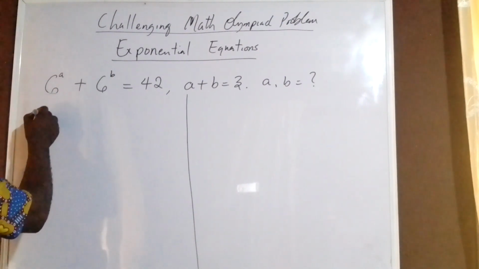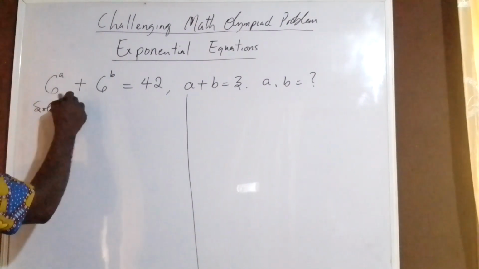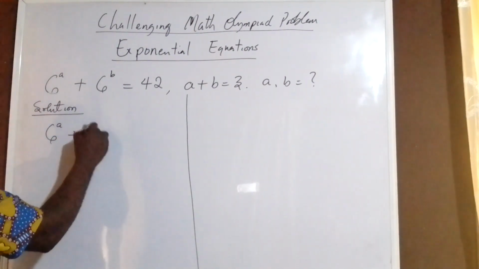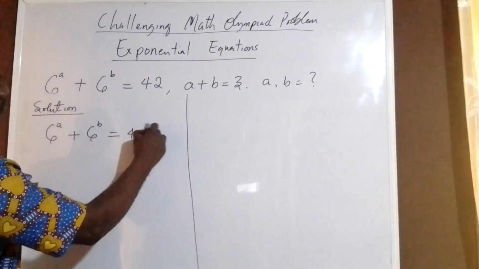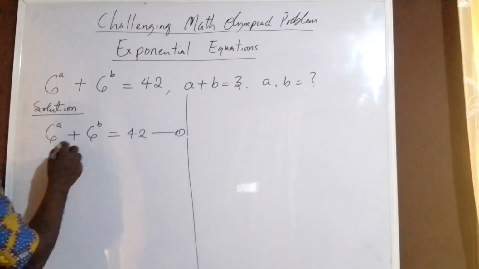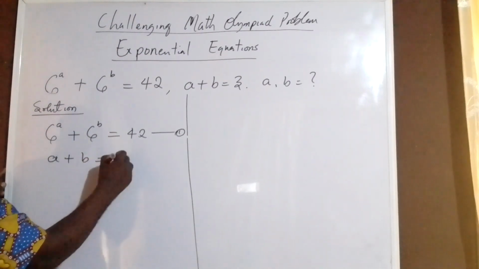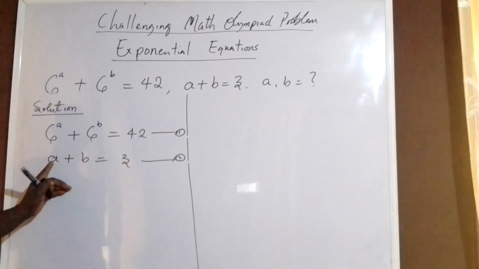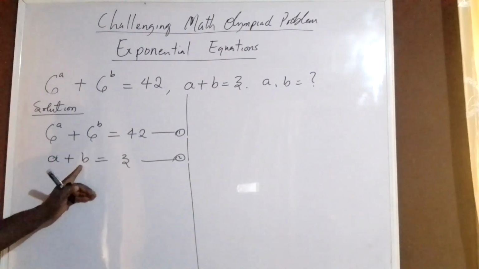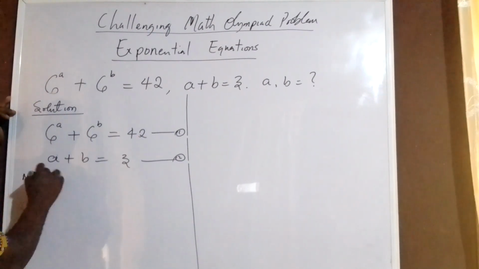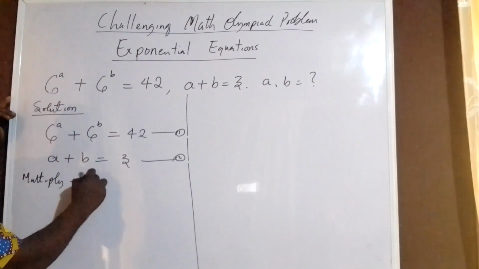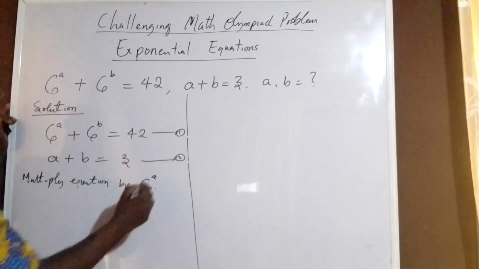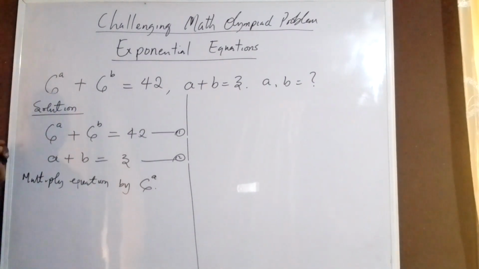We have the solution. 6 to the power of A plus 6 to the power of B equal to 42. Call that equation 1. And then of course we have A plus B equal to 3. Call that equation 2. Because of this A plus B, what we are going to do is multiply equation 1 by 6 to the power of A.